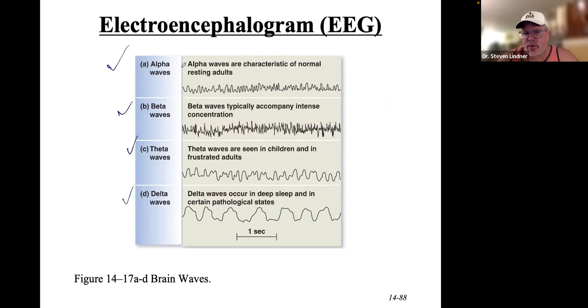So when you're at rest and you're just kind of relaxing, we should have these alpha waves present. When you're listening to me teach and you're concentrating, we should see some beta waves present. When you're taking a test and you get stuck on a question and you're feeling a little bit frustrated, we may see some theta waves. And when you're sleeping, we should see some delta waves.